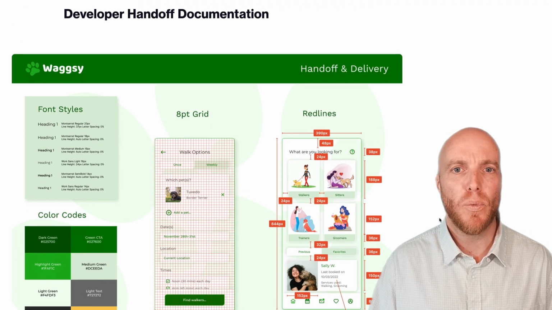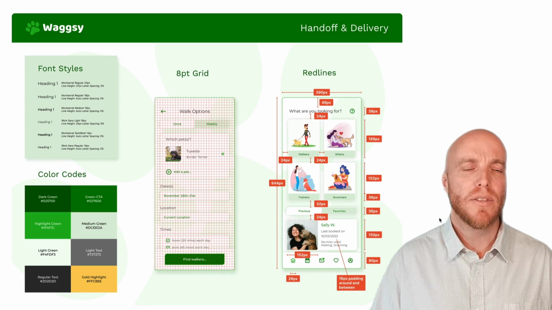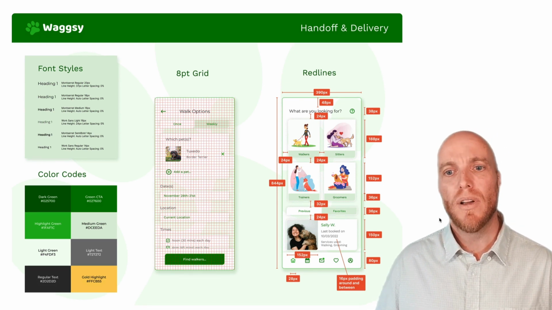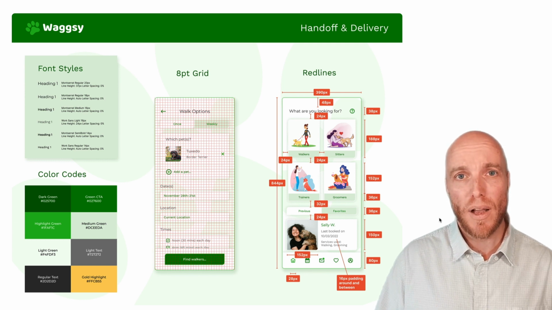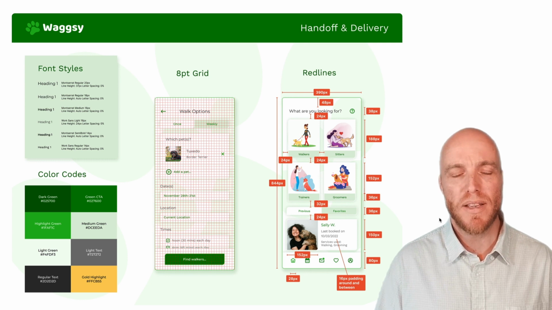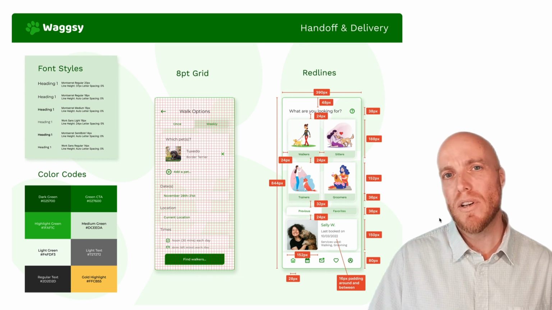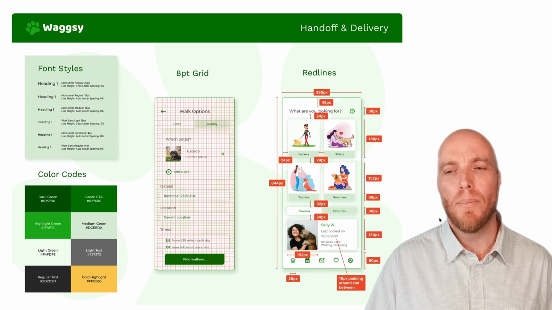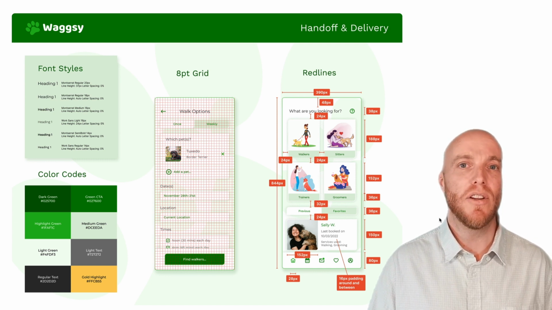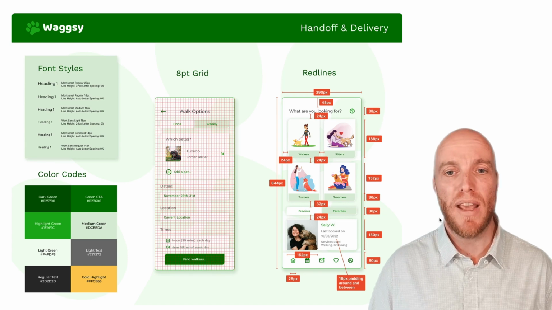And then finally, we create a system for the developers to use. So when a developer takes on this project, they have all the information that they need, whether that's colors or fonts or spacing, grids, or even very specific dimensions or distances that they should know about as they're designing or as they're developing the app.